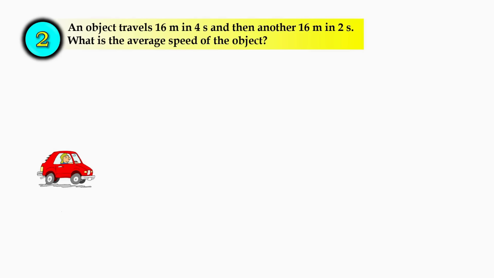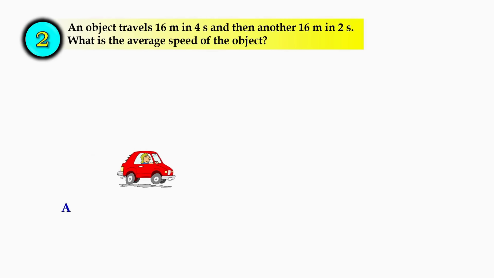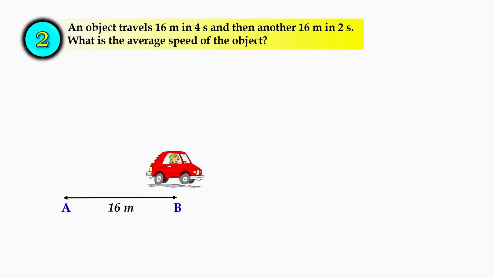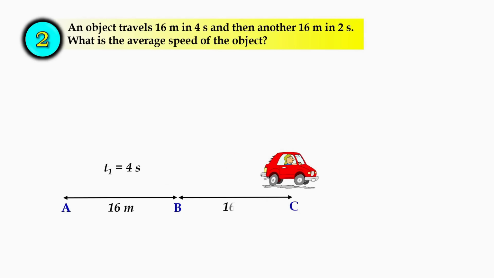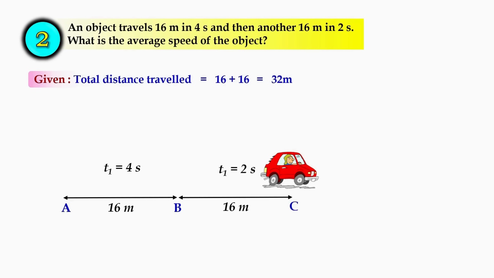First, let us recall the formula for average speed. Average speed is equal to total distance traveled divided by total time taken. Now, let us calculate the given values. The object covers 16 meters in the first part and 16 meters in the second part. So, the total distance traveled is 16 plus 16, which is 32 meters.